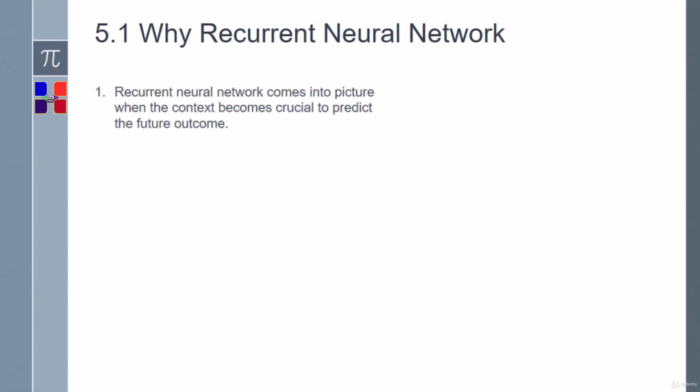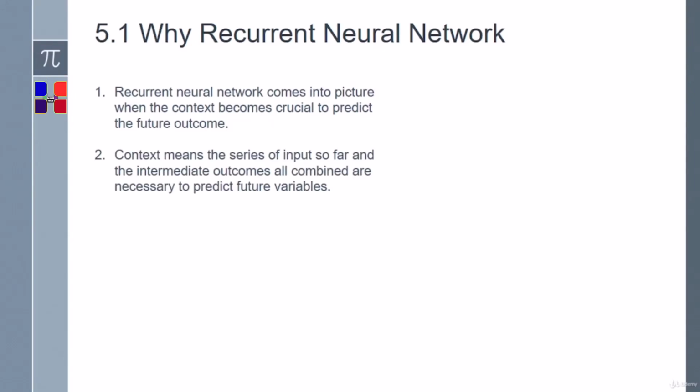Now there are different kinds of problems that we face in real life. One problem, of course, we saw previously was image recognition, or classifying the image into different categories. The other kind of problem that we arrive at is speech recognition, for example, where the output is not only dependent on the current input, but it is dependent on the context, and where the context becomes important to predict the future outcome.